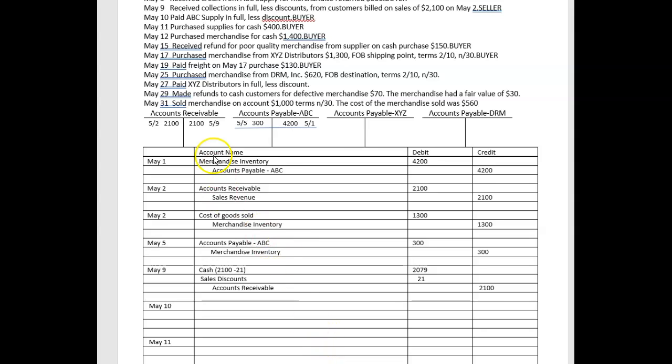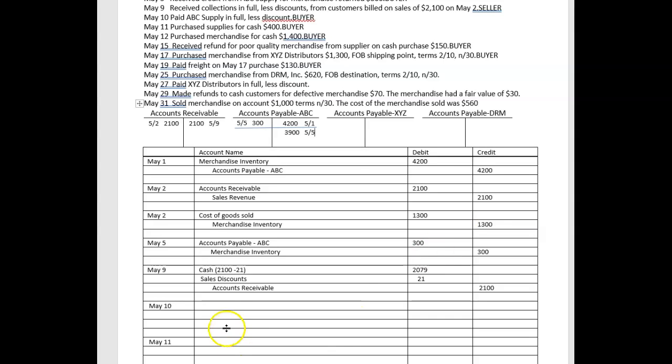All right, so we are continuing on with May 10th: paid ABC Supply in full less discount. So we need to determine the balance that is owed to ABC Supply. So you draw a line and you will see that the balance is $3,900 on May 5th.